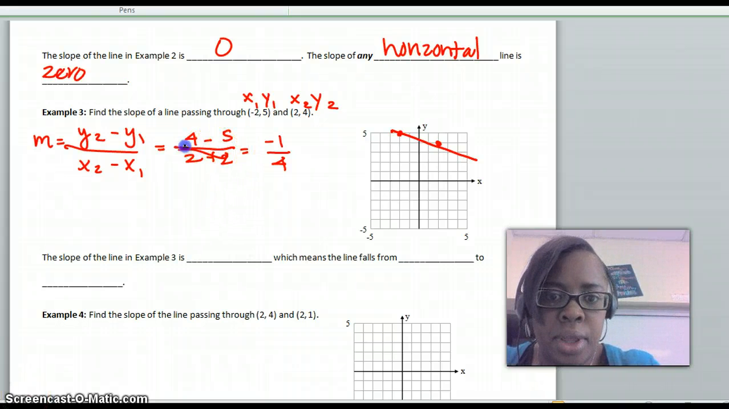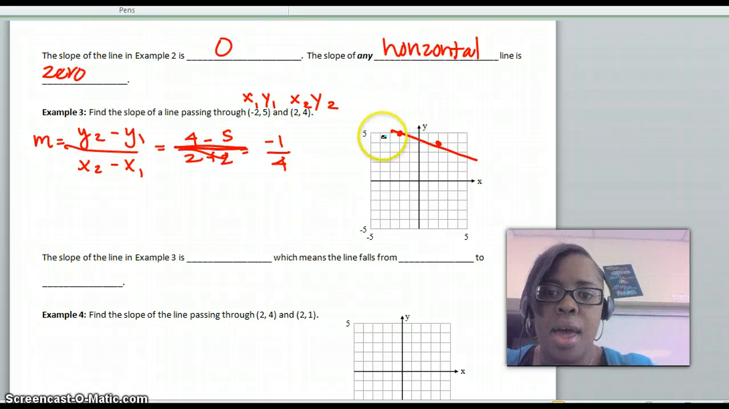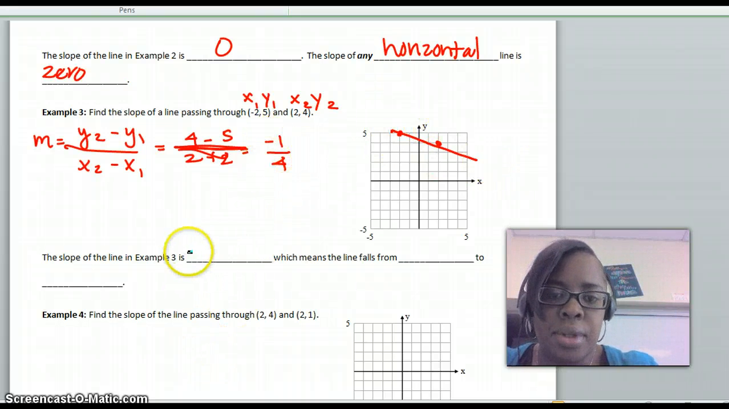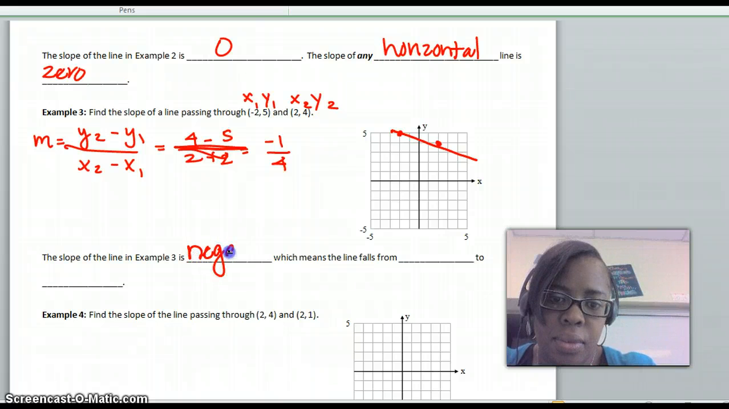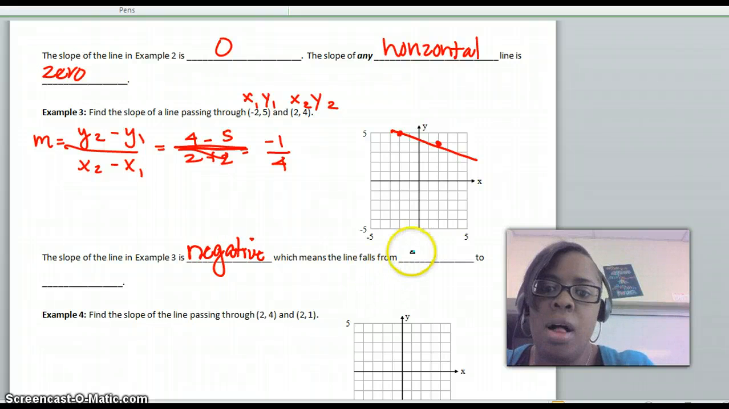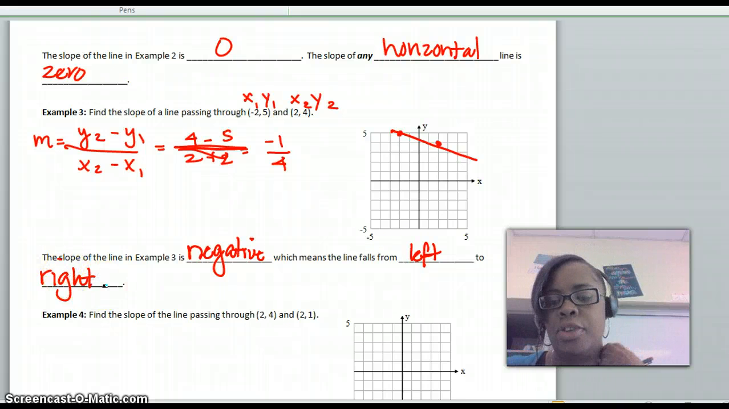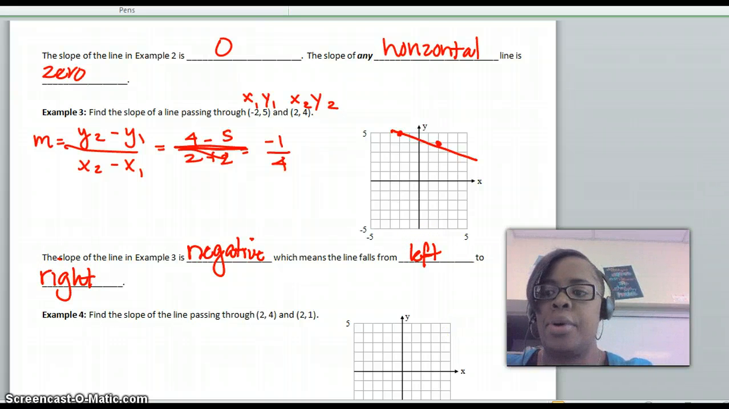This is my work. This is actually my line for my fraction bar. And this is what my graph looks like. So completing our sentence, the slope of the line in example 3 is negative. It's a negative number, so it's negative, which means the line falls from left to right. Negative. Falls from left to right. Don't use the coordinates there. Just say from left to right, because that's how we're going to be reading these.